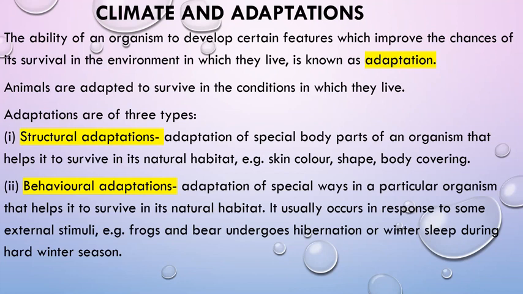What is structural adaptation? Adaptation of special body parts of an organism that helps it to survive in its natural habitat. Example, its skin color, shape, body covering. Take an example of fish. Its body shape is streamlined, which helps it to move properly in the water.